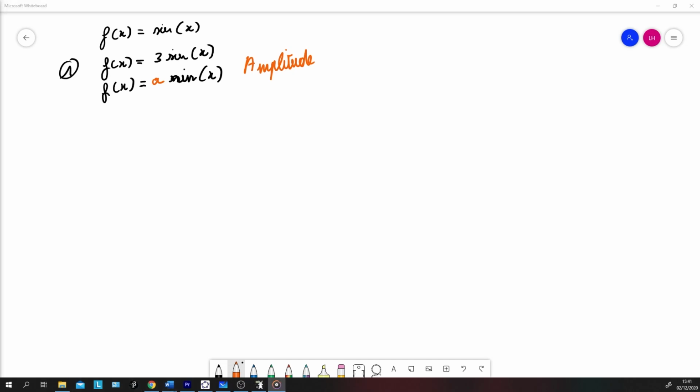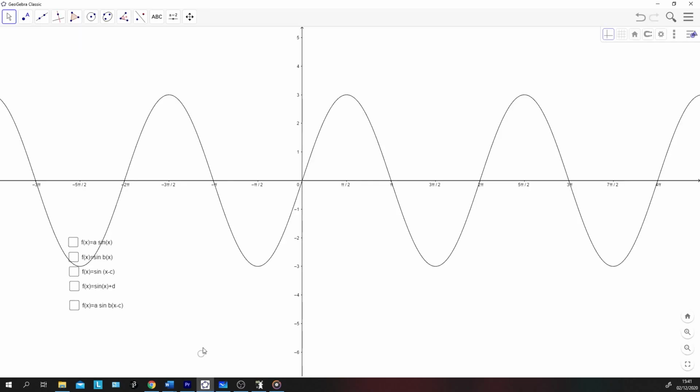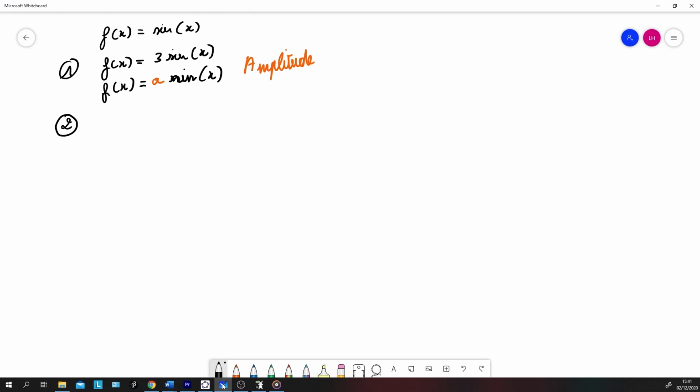The period is the second parameter. A period is the smallest possible interval of a graph of a function. After this interval, the graph will repeat itself. In this function, f(x) = sin x, the period equals 2π, about 6.28. This is the circumference of the unit circle.